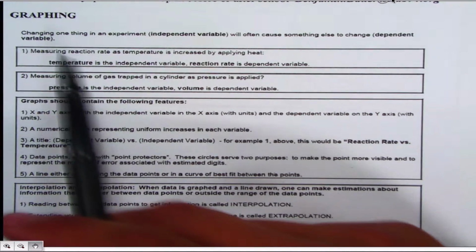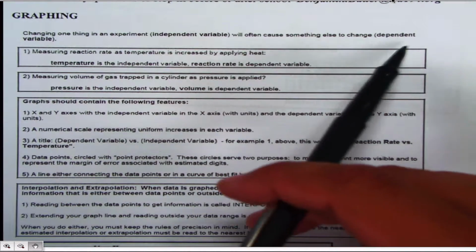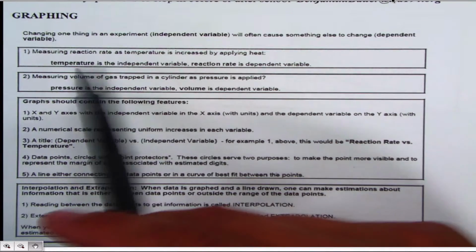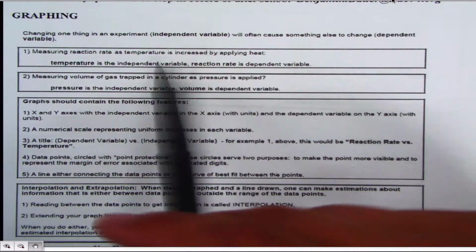Changing one variable, which is going to be the independent, that's what you control, so it'd be anything you can control, will often change the dependent variable. So measuring a reaction rate as temperature is increased by applying heat. Temperature is what you controlled. You heated it up, and the rate of reaction depends upon the temperature.